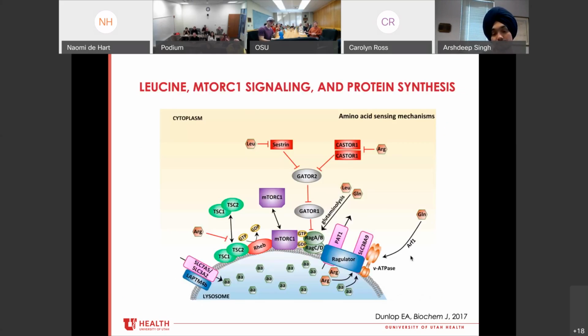I mentioned that leucine is the main driver of protein synthesis, and this is basically how it works. So leucine is right here. Leucine inhibits Sestrin, which in turn can activate GATOR2, because usually Sestrin inhibits GATOR2, but once it's deactivated, it activates GATOR2. Then this inhibits GATOR1, which then can activate these RAG GTPases. Once this is activated, the GTP will bind to RAG-AB, and the GDP will bind to RAG-CD, and then this all will recruit mTOR to the lysosome right here.